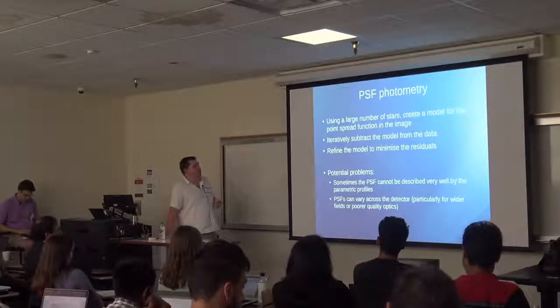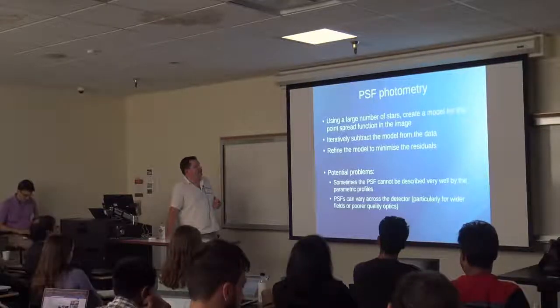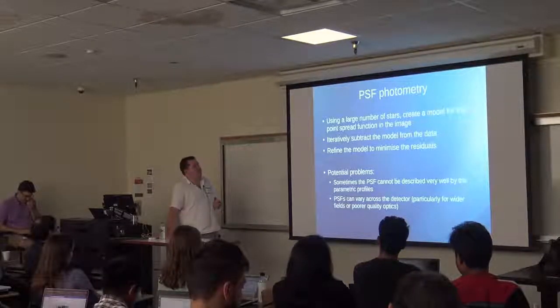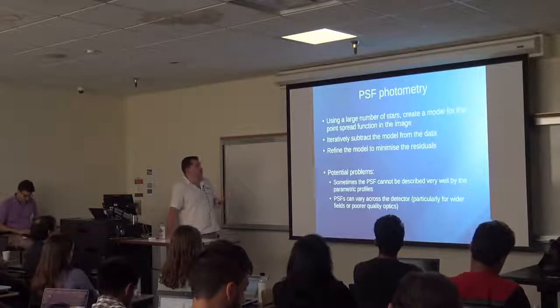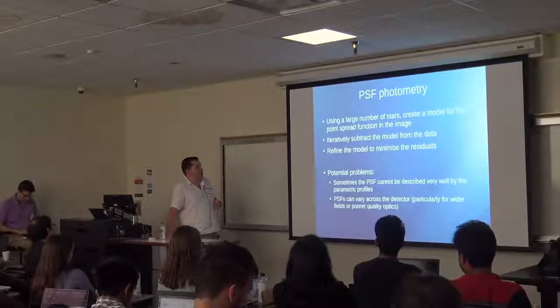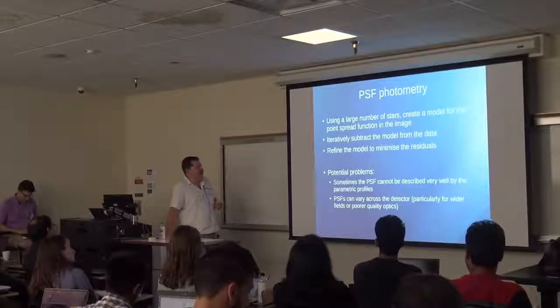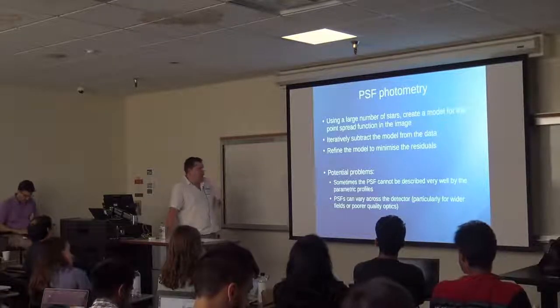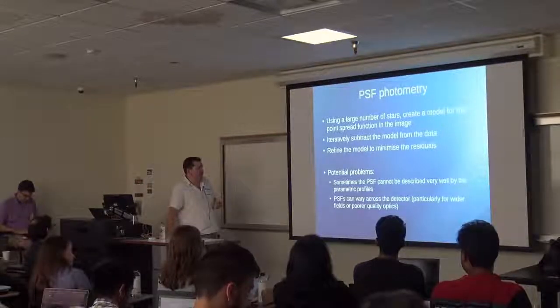So for this model fit, you essentially use the bright stars in the image. You're assuming that the PSF of your fainter stars is well approximated by the bright stars in the field, which is usually a fair assumption. There are some issues here. If your PSF cannot be described very well by these profiles, that can be an issue.